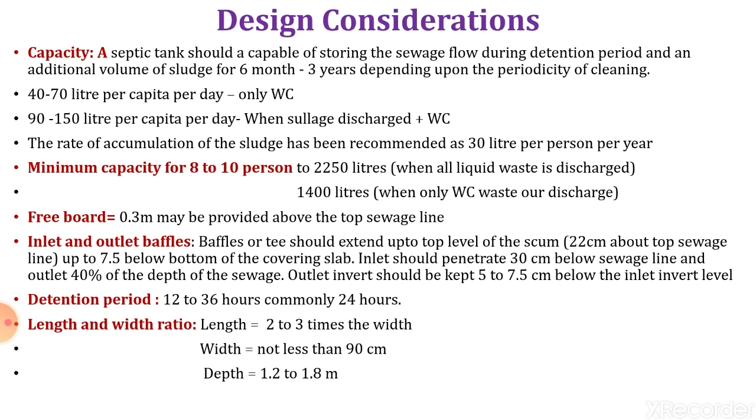So, if the WC discharge along with the sullage, that is, wastewater coming out from the kitchens and all, gets added, then the capacity will increase. The rate of accumulation of the sludge has been recommended as 30 liters per person per year. Minimum capacity 2,250 liters when all liquid waste is discharged.